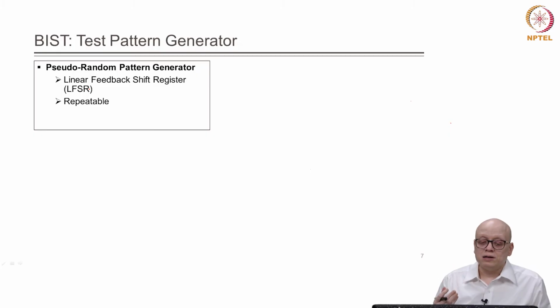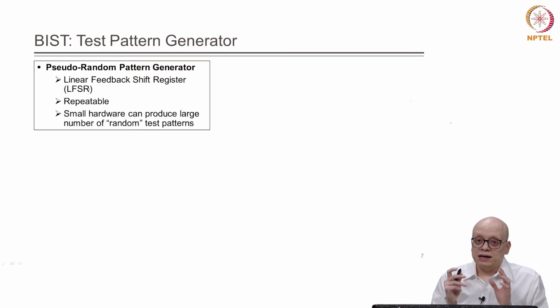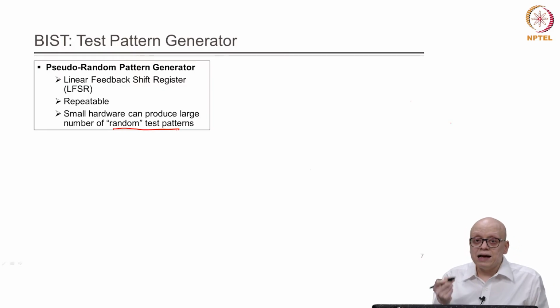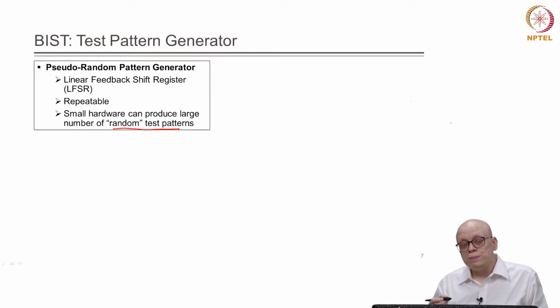So, the test patterns produced by an LFSR will be repeatable, and an LFSR is a kind of circuit which can produce random test patterns very efficiently, and the area penalty required to implement an LFSR is very small. And that is why we use LFSR in BIST, so that we can get a large number of random test patterns with minimal area penalty.